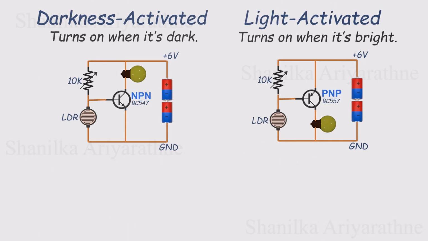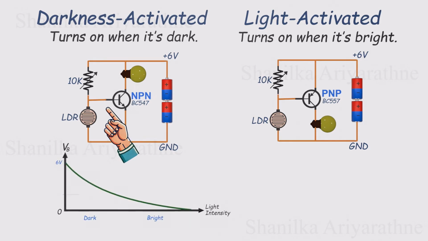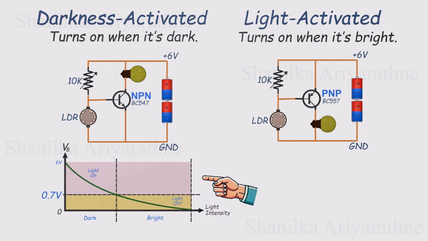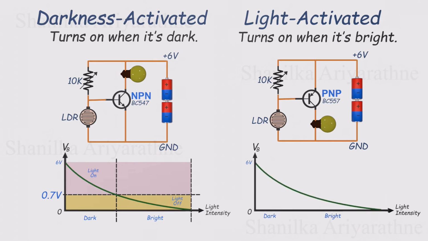Here's where the transistor comes in. If we connect an NPN transistor to this voltage divider, it turns on when the base voltage rises above 0.7 volts. So it activates in the dark when the voltage is high and turns off when it's bright. That makes it a simple darkness-activated switch. Now swap in a PNP transistor.